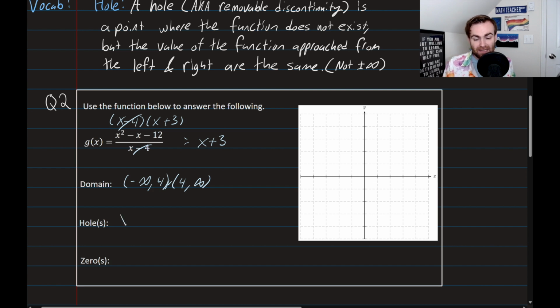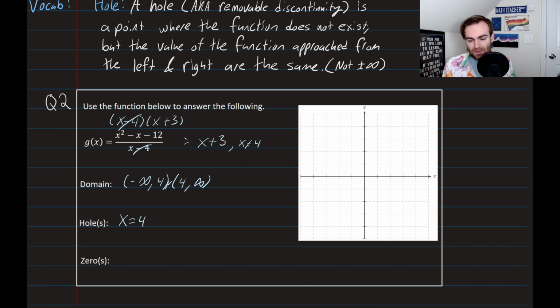So this is going to happen at x equals 4. For now, we're not really worried about what the y value of the hole is going to be per se, but if you can cancel it out like this and it goes away completely, it's a hole. So g of x is equivalent to x plus 3, except we cannot have 4. So it's equal to x plus 3, except for when x is 4.